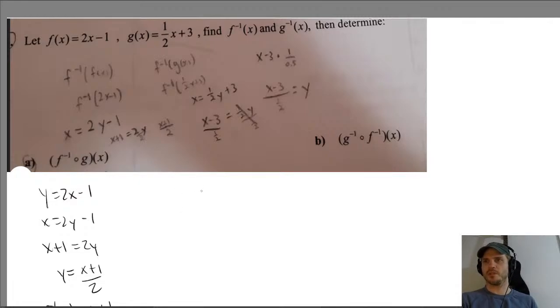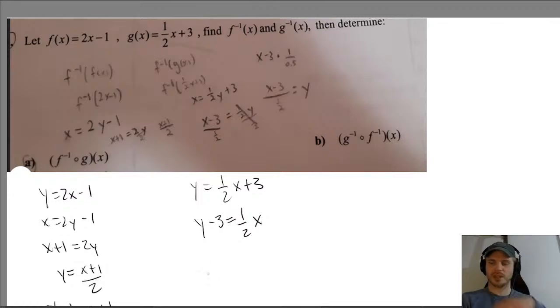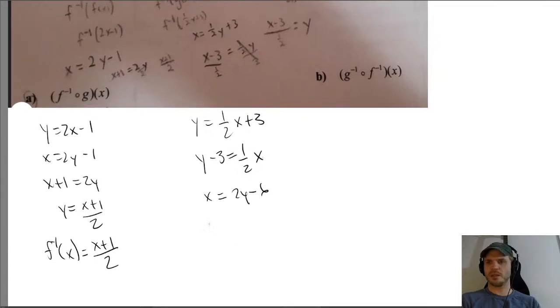So let's go. y equals 1/2 x plus 3. So what did I do first? I swapped them last time, so this time I'll solve for x first. Subtract 3 from both sides and multiply by 2 on both sides: x equals 2y minus 6. And then swap them. And then this is g inverse. And so what do they want?